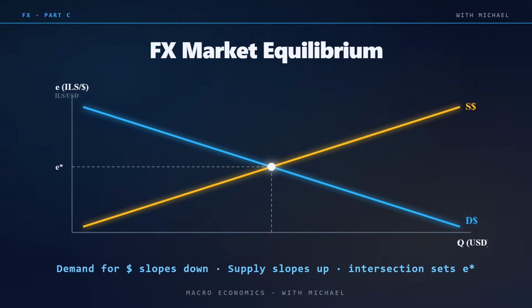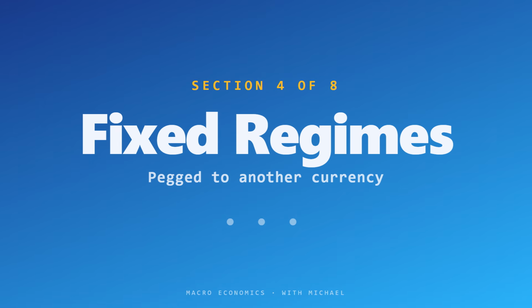Section 4. Fixed exchange rates. Some countries do not let their exchange rates float freely. They peg their currency to another currency at a specific rate. To maintain the peg, the central bank must stand ready to buy or sell foreign currency on demand. If market pressure would push the rate down, the central bank buys its own currency. If pressure would push it up, the central bank sells.